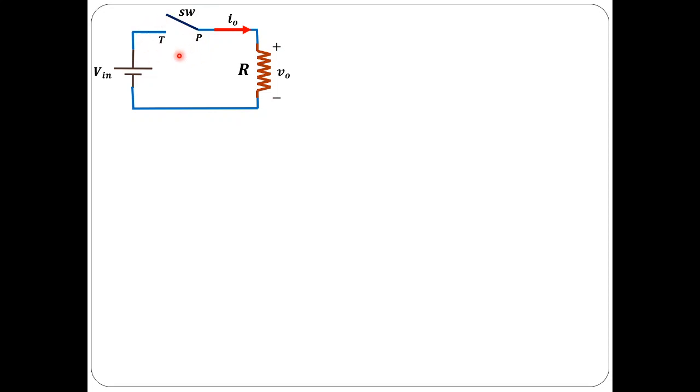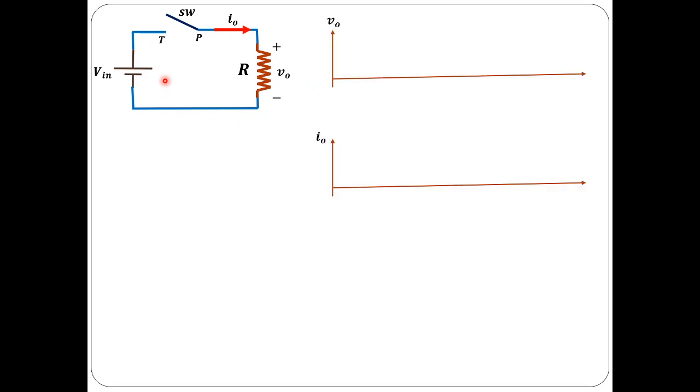As long as the switch is closed, the voltage across the load is the same as the source voltage, and the current through the load is the source voltage divided by the resistance value. Whenever the switch is open, the load voltage would be 0, and the load current is also going to be 0. Let us try to indicate that graphically. Now the on period and off period together is known as the switching period.